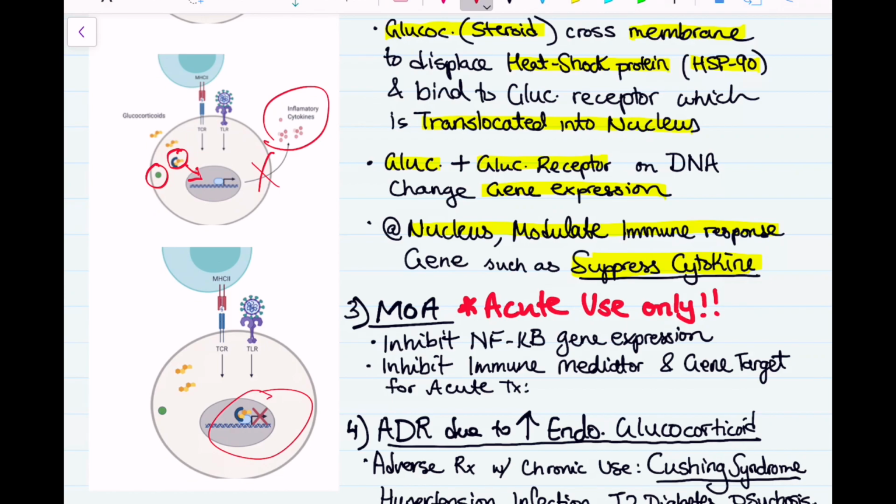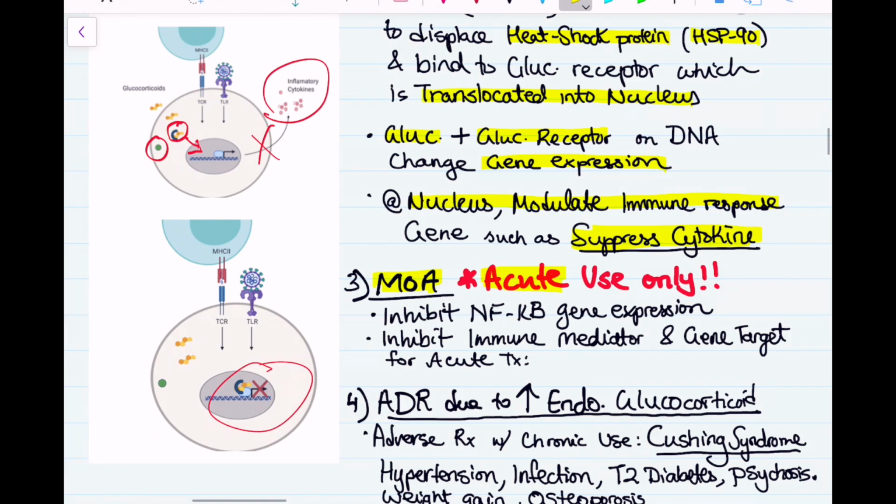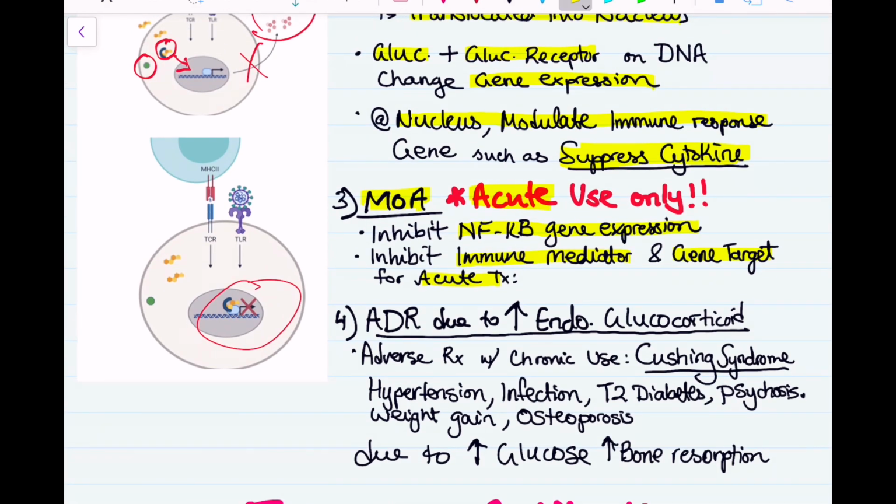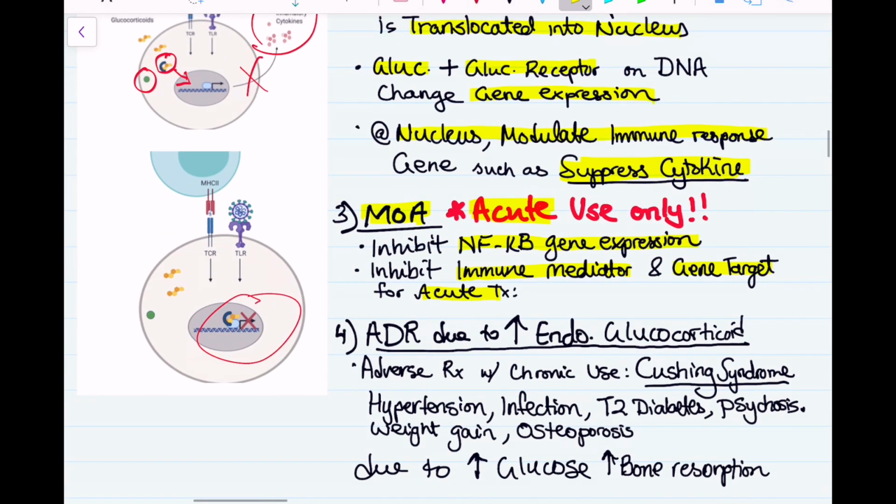So what is the mechanism of action for glucocorticoids? They're for acute use only, whereas the second category, the TNF antibodies, are for chronic use. They inhibit NF-kappa B gene expression, and they inhibit the immune mediator and gene targeting for acute treatment. Next, we have the adverse drug reactions or side effects.